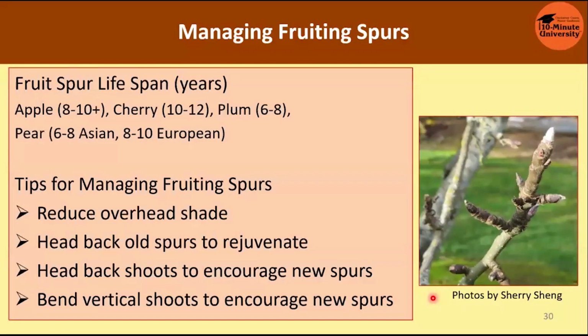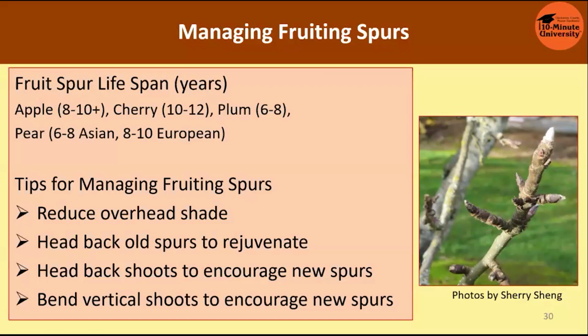Let's take a look at how we manage spurs for fruit production. If your kind of tree has spurs, you want to take good care of them because spurs are awesome. They take very little work and they produce a lot and they can live a long time. So, tips for managing fruiting spurs. You want to reduce overhead shade in order to give them plenty of sunlight. And if some of the old spurs are not productive, you can try to head back a little bit and see if that would rejuvenate them.